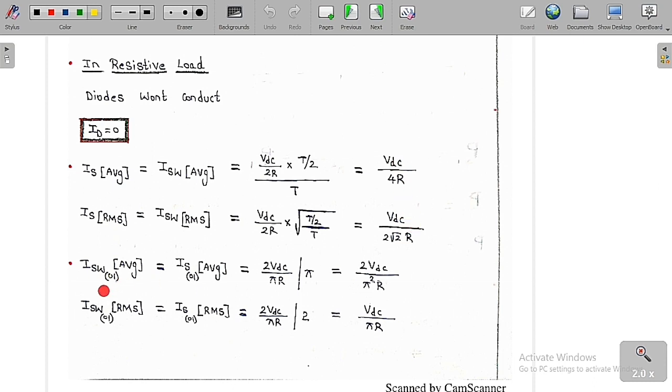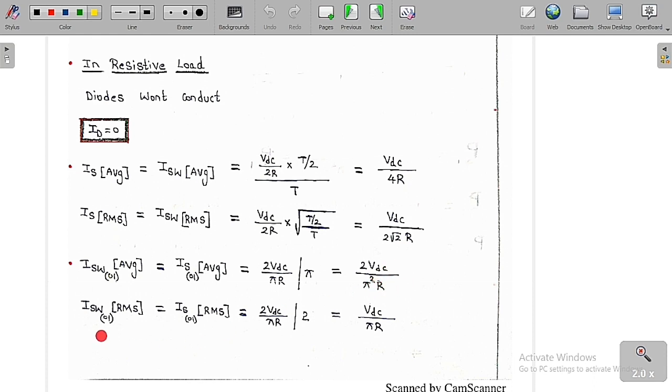Similarly, if you want to find the average value of the fundamental component of the switch current or of the source current, because both are equal, we can say from the graph that it is peak value by pi, which is 2 VDC by pi R by pi. If you solve this, we get 2 VDC by pi square R. It is peak value by pi because it's a half wave rectifier signal.